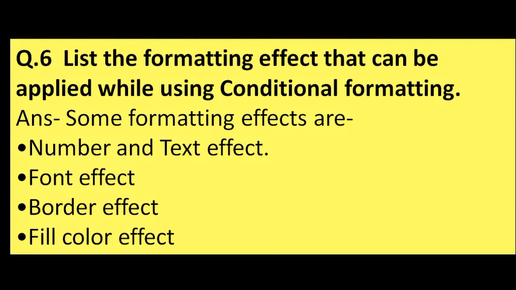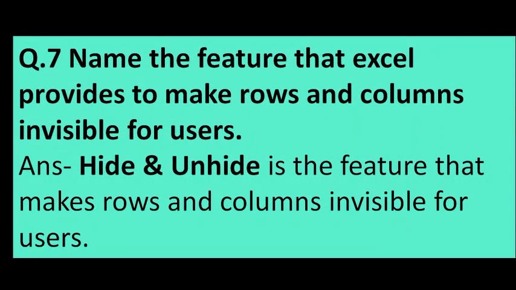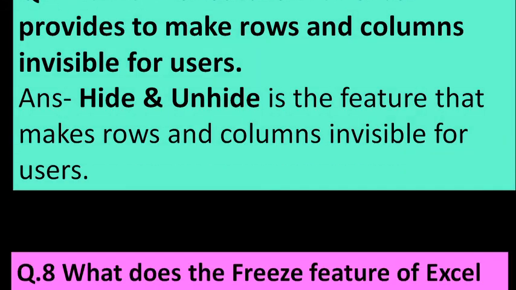Question number 6. List the formatting effects that can be applied while using conditional formatting. Some formatting effects are number and text effect, font effect, border effect, and fill color effect. Question number 7. Name the feature that Excel provides to make rows and columns invisible for users. So hide and unhide is the feature that makes rows and columns invisible for the users.